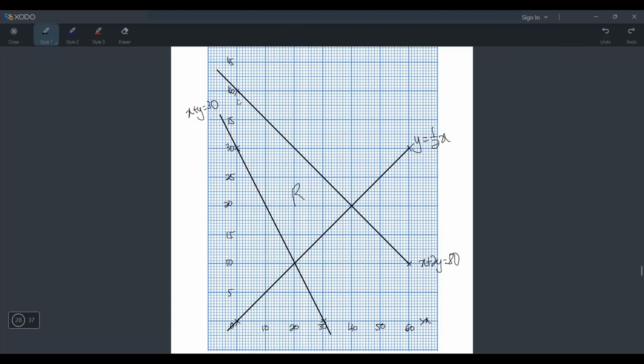And now we just shade it. Be careful when we shade it: we shade like this, like this, like this. Use a ruler to shade it, and shade it nicely. Don't shade it outside here.